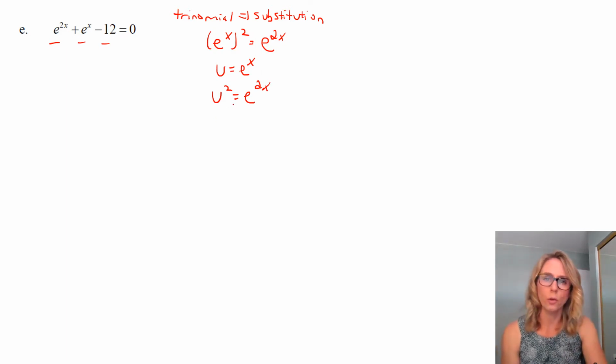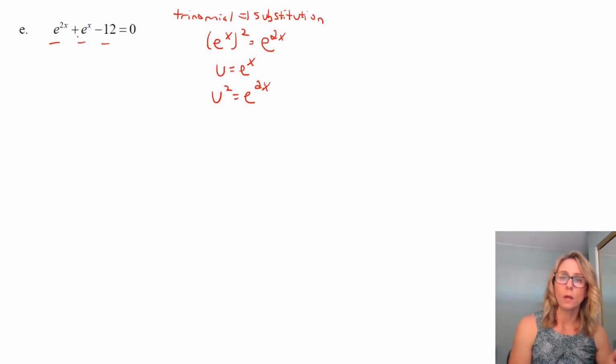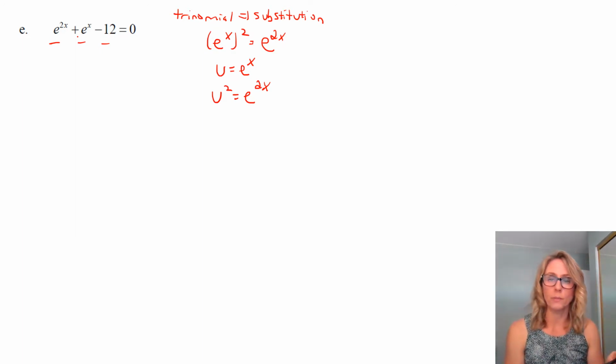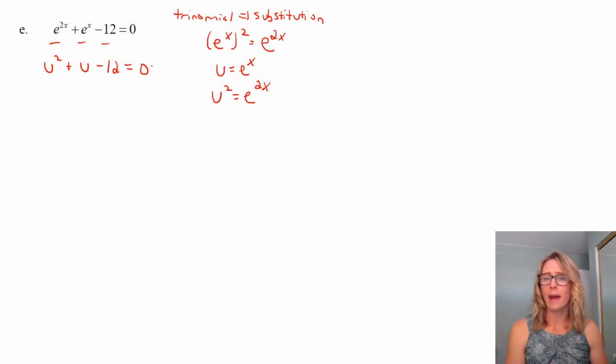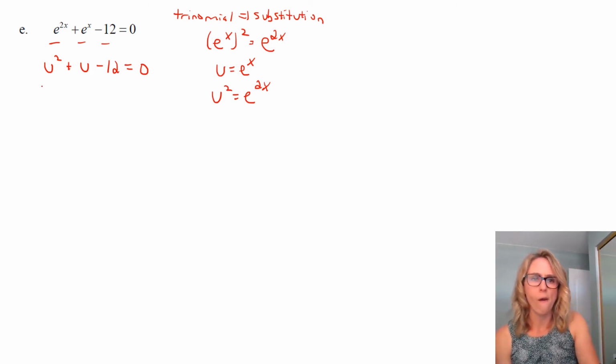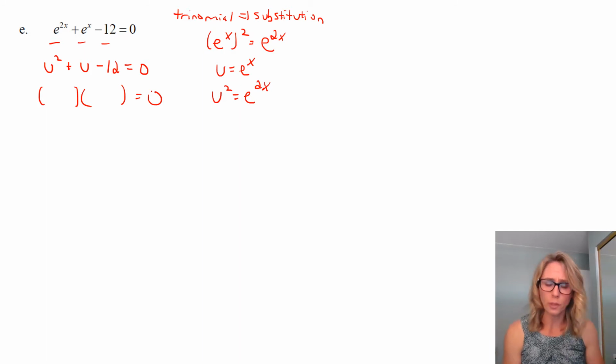So you can pause this and see if you can rewrite this equation using u's instead of e's, now that we've made this substitution. If you do that, you should see that you have u squared plus u minus 12 equals 0. Again, it's a very common math thing to take something that you've never seen before and rewrite it into something you've seen before. So now we have this quadratic and we say, well, I've solved many a quadratic equation in my life. Maybe it factors.